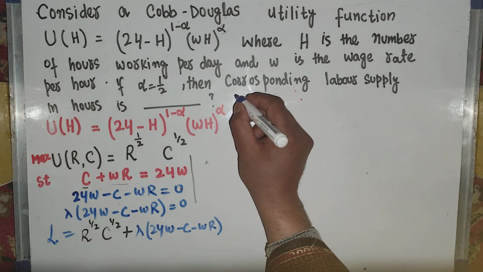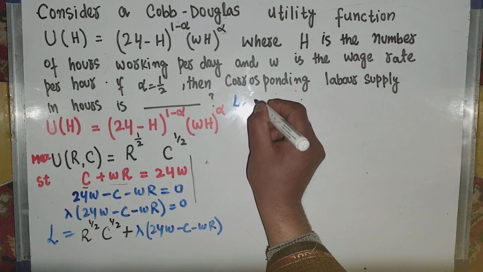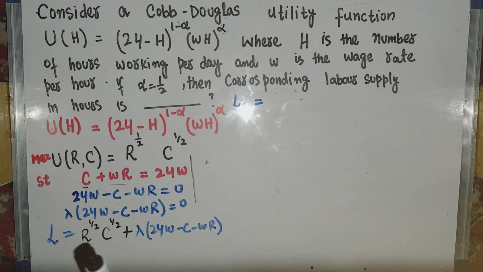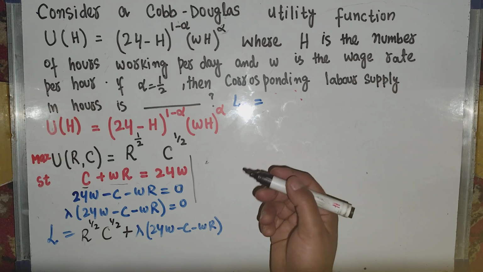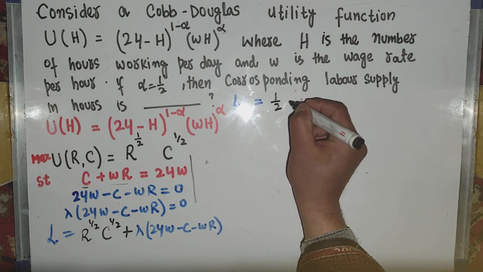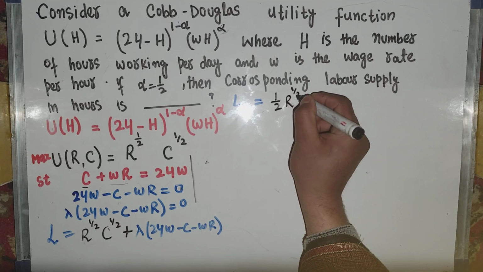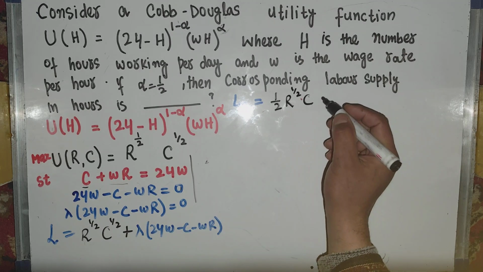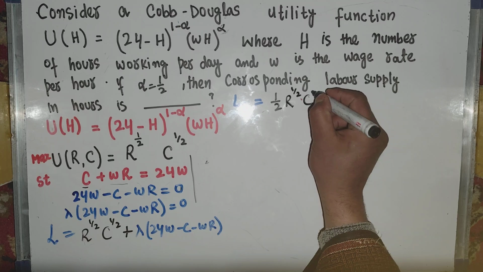So let us take L subscript C, that means the partial derivative of this function with respect to C. Now you know that the exponent of C will become the coefficient, so we have 1/2, R will remain the same, raised to the power 1/2, but the exponent of C will get subtracted: 1/2 minus 1 is minus 1/2.